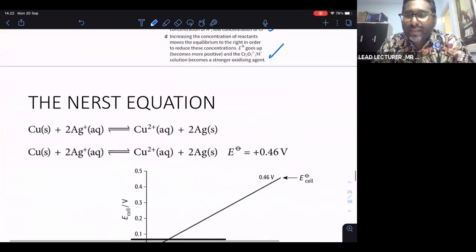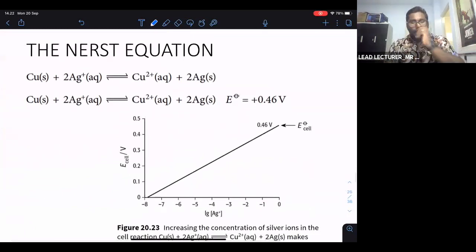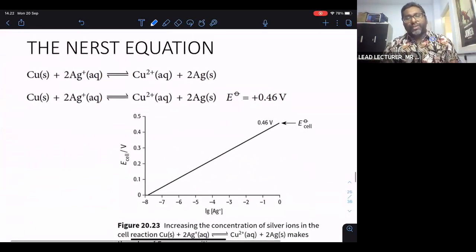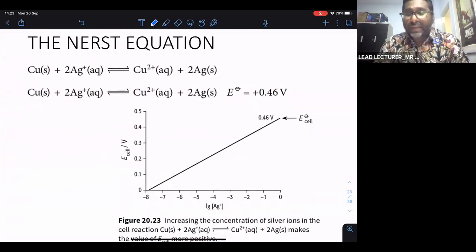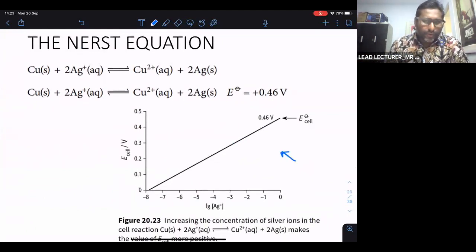Yeah, but today, let's actually learn about this. The Nernst equation. According to this Nernst equation, it is used to predict the E value when you have different concentrations. You can go through this graph again also.